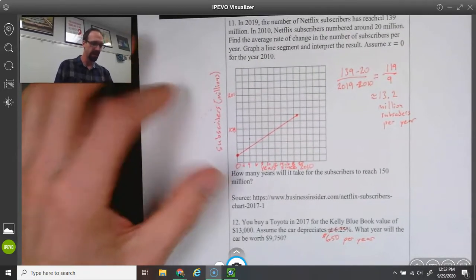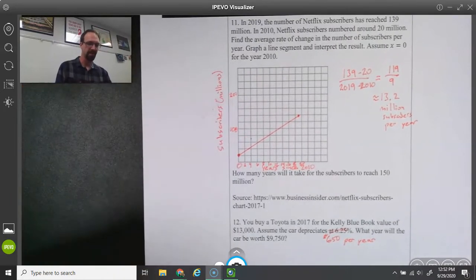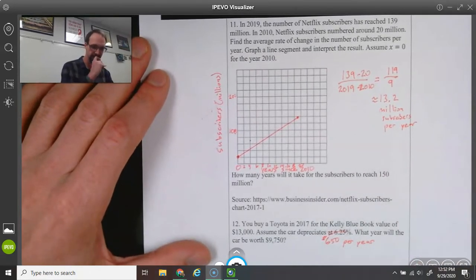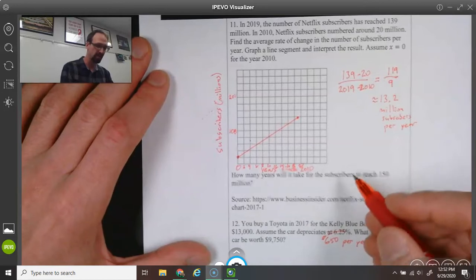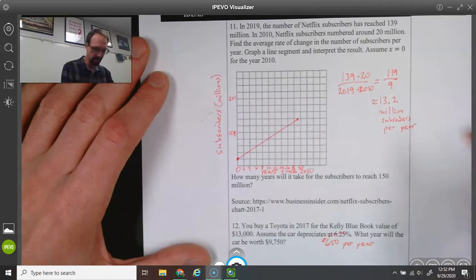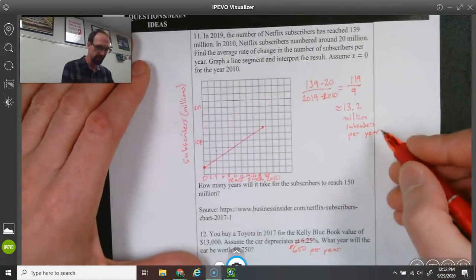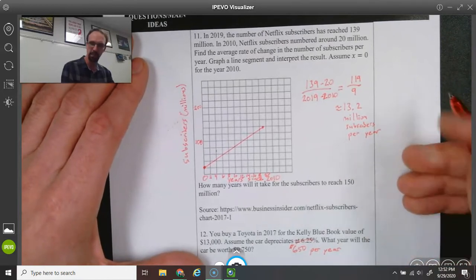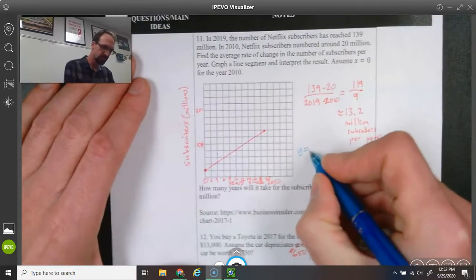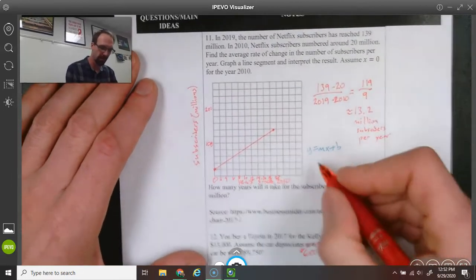How many years will it take for the subscribers to reach 150 million? You can estimate or look at this one, but let's talk about mathematically how you would set it up. I want it to get to 150 million, and I know the rate of change. So if I think about it in terms of y equals mx plus b, I know my slope. My slope is 119 over 9.